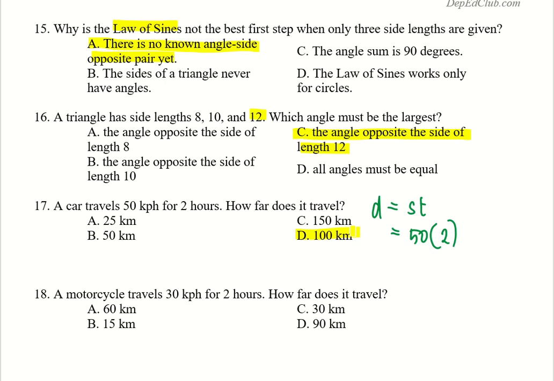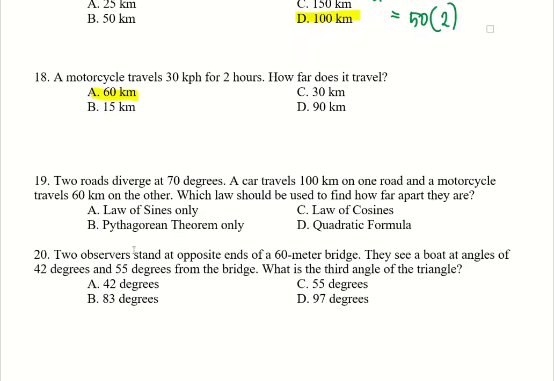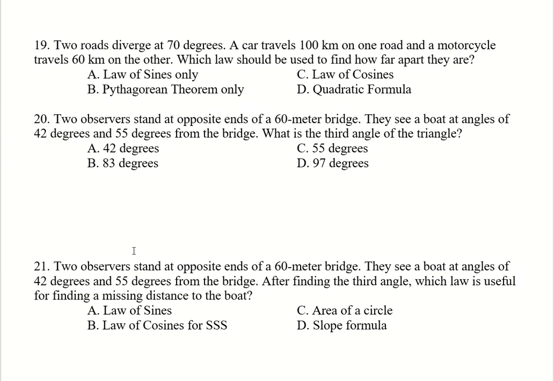Next, a motorcycle travels 30 kilometers per hour for 2 hours. How far does it travel? So, this one, again, you just need to multiply 30 and 2. So, that is 60 kilometers. 19. Two roads diverge at 70 degrees. A car travels 100 kilometers on one road and a motorcycle travels 60 kilometers on the other. Which law should be used to find how far apart they are?